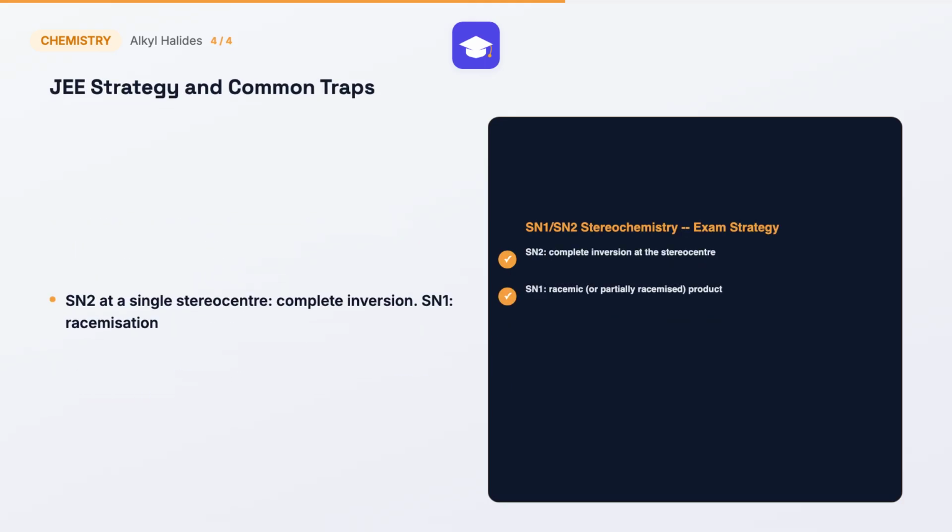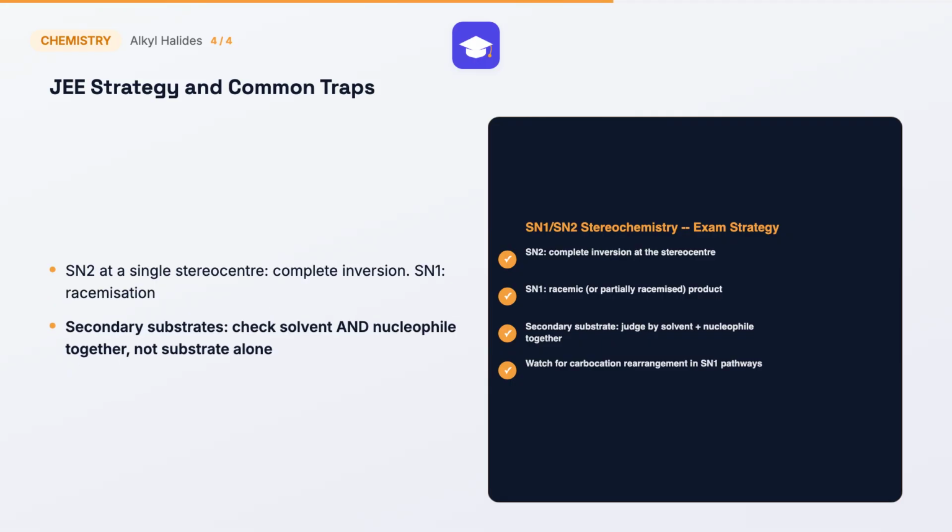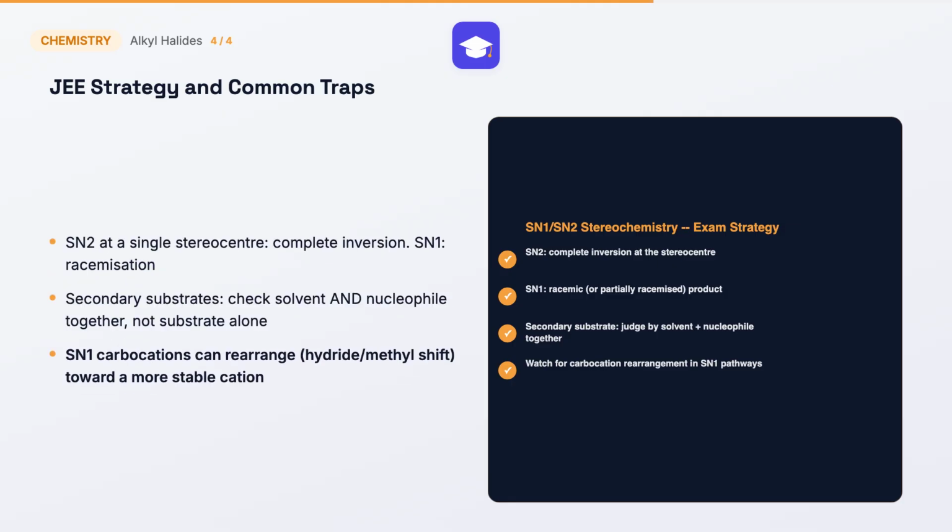The single most frequently tested skill here is predicting the stereochemical outcome directly from the mechanism: complete inversion for SN2 at a single stereocenter, versus a racemic, or partially racemized, mixture for SN1. A frequently tested trap involves a secondary substrate, which can react through either mechanism depending on the specific solvent and nucleophile conditions given. Always check all the given conditions together rather than judging from substrate structure alone.